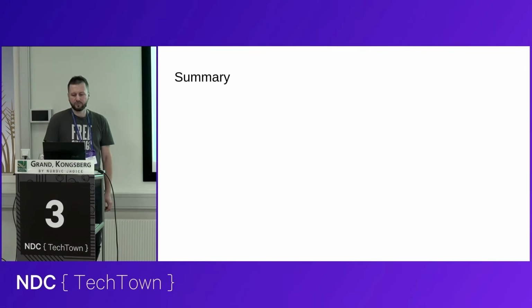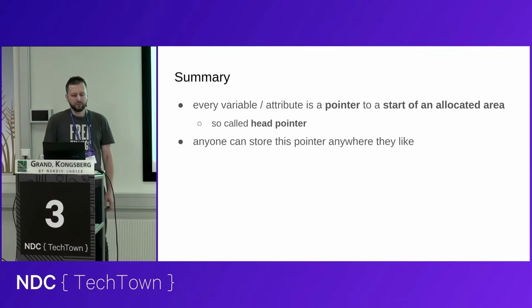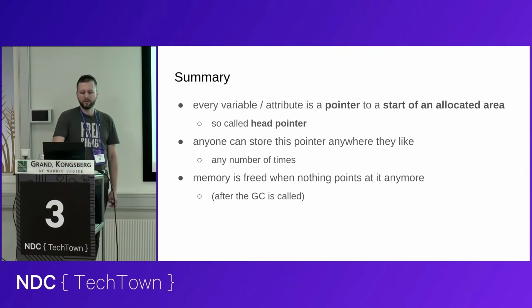So to summarize, every variable or attribute is actually implemented as a pointer to the start of an allocated area. Everyone can store this pointer wherever they like, make copies, etc. And only when nothing points to that area anymore, it is deallocated after the GC is called. So now these two worlds should meet.